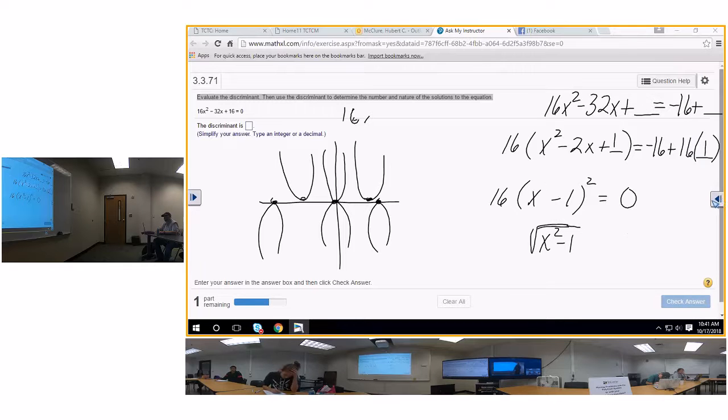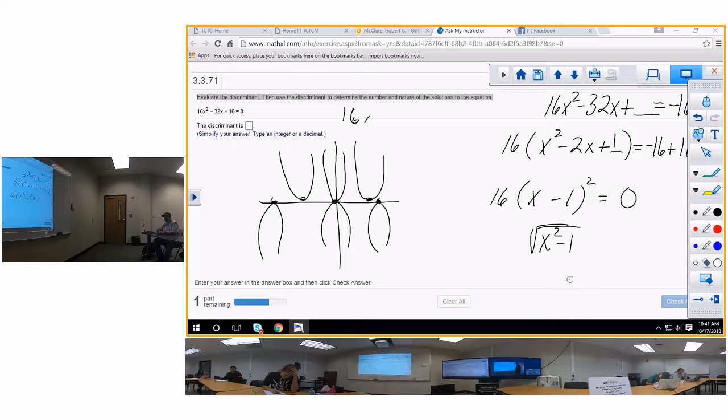Bubba on the back row. Yeah, man. You don't even know what day it is.